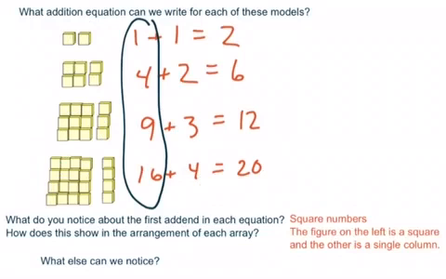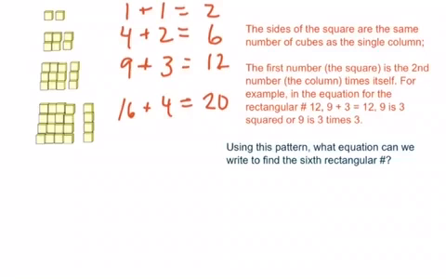What else can we notice? What else? Think on that. Jot some notes. Come on back. So hopefully you would notice that the sides of the square are the same number of cubes as the single column. So the sides of the square, 2 by 2, is the same as 2. 3 by 3, there's 3 in that one. 4 by 4, and there's 4 in the single column. So hopefully you got that.